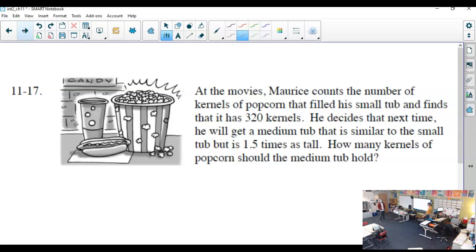You don't count your popcorn kernels? Neither do I. All right, so the number of kernels of popcorn that filled his small tub is 320.